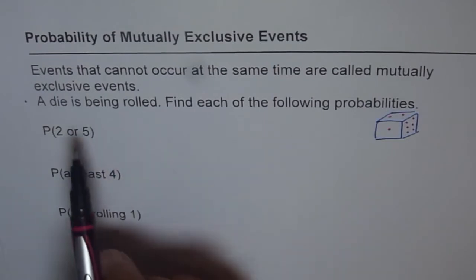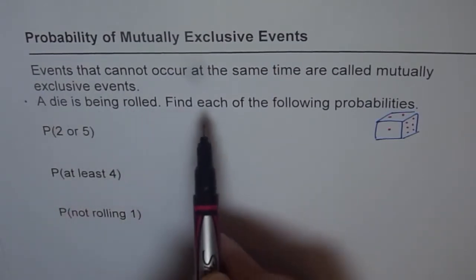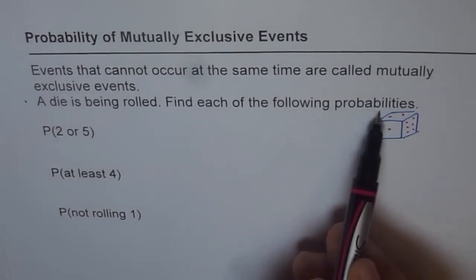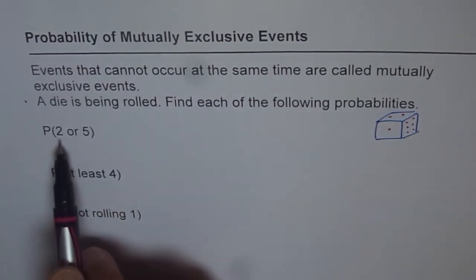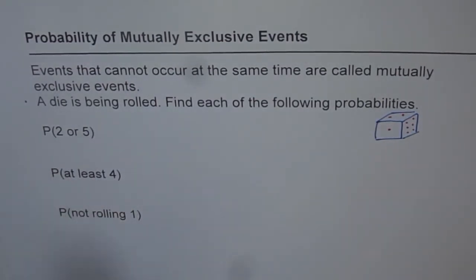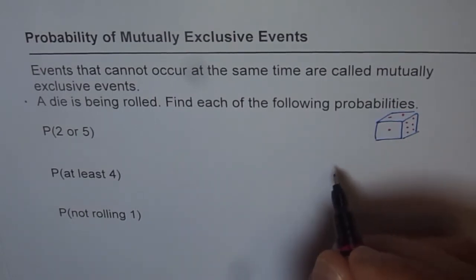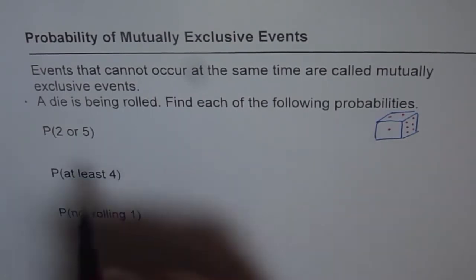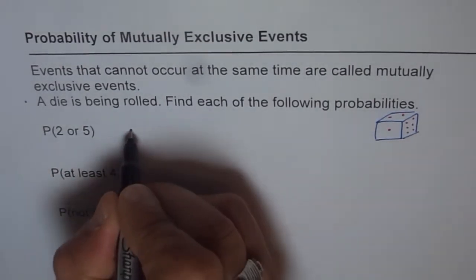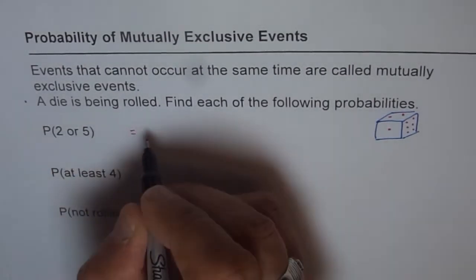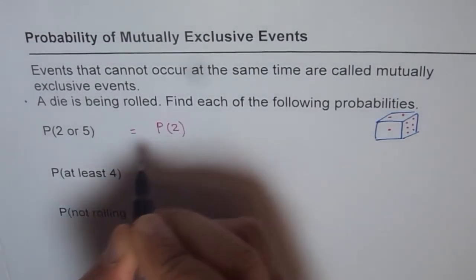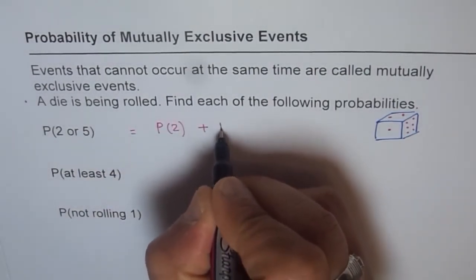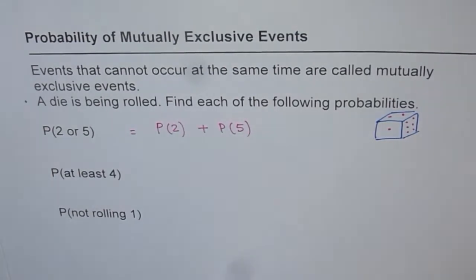Now the question here is, a die is being rolled, find each of the following probabilities. So probability of getting 2 or 5. If you get 2, you cannot get 5. That means they are mutually exclusive. That is the first part. Now the second part is, if the events are mutually exclusive, then their probabilities add up. So basically, probability of getting 2 or 5 means probability of getting 2 plus probability of getting 5. That is what it is, right?